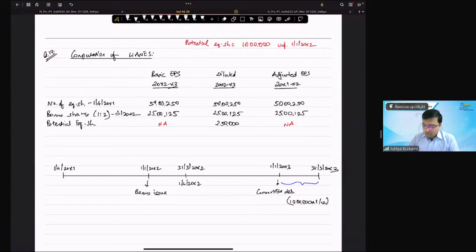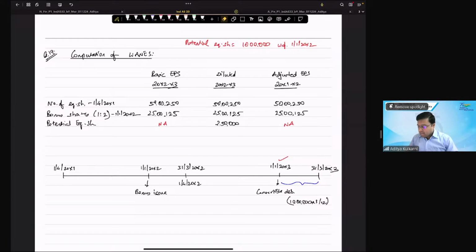All right. Now, let us understand the timeline. 31st March X. So I'm calculating the EPS for 2 years, X1, X2 as well as X2, X3. Convertible debentures are issued on 1st January X3, whereby you have issued 1 lakh debentures, each convertible into 10 equity shares. So 10 equity shares means 10 into 1 lakh, I am having 10 lakh potential equity shares. Yes or no? Do you agree?